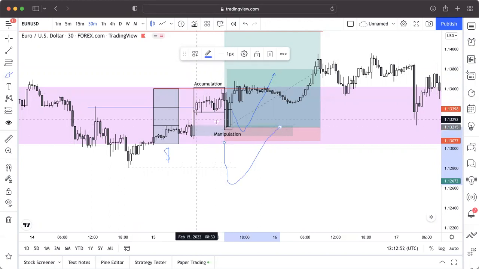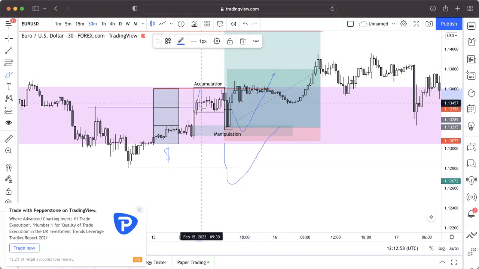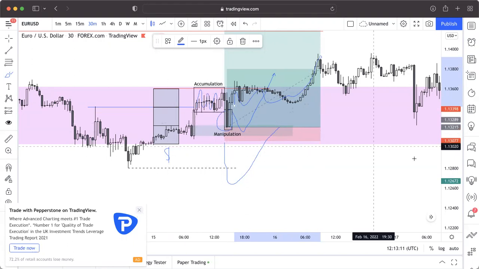The first one worked out perfectly. And it was also sort of like, this was the accumulation phase. We had the manipulation and then the distribution in the market. So it was also an accumulation, manipulation, and distribution setup. Now, I believe it was also a daily cycle.